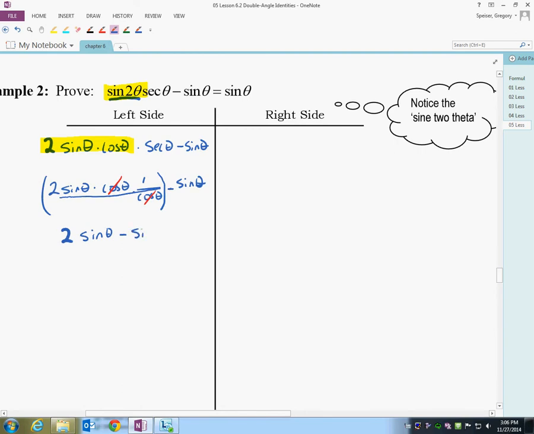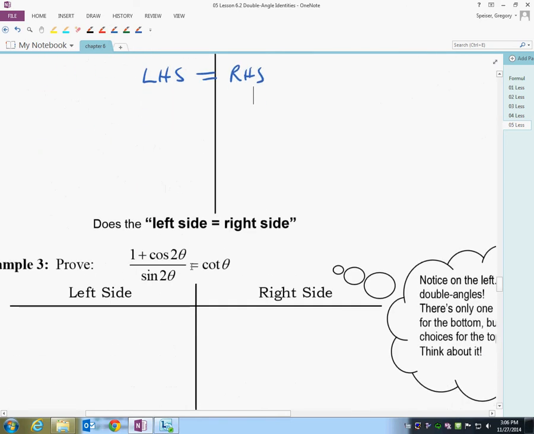minus sine theta. So this reminds me of, say, 2x minus x, which is equal to just x. So in our example, 2 sine theta minus sine theta will give us sine theta. And the right-hand side is sine theta. So we have left-hand side equals the right-hand side. So we're good. Let's try this next one here.